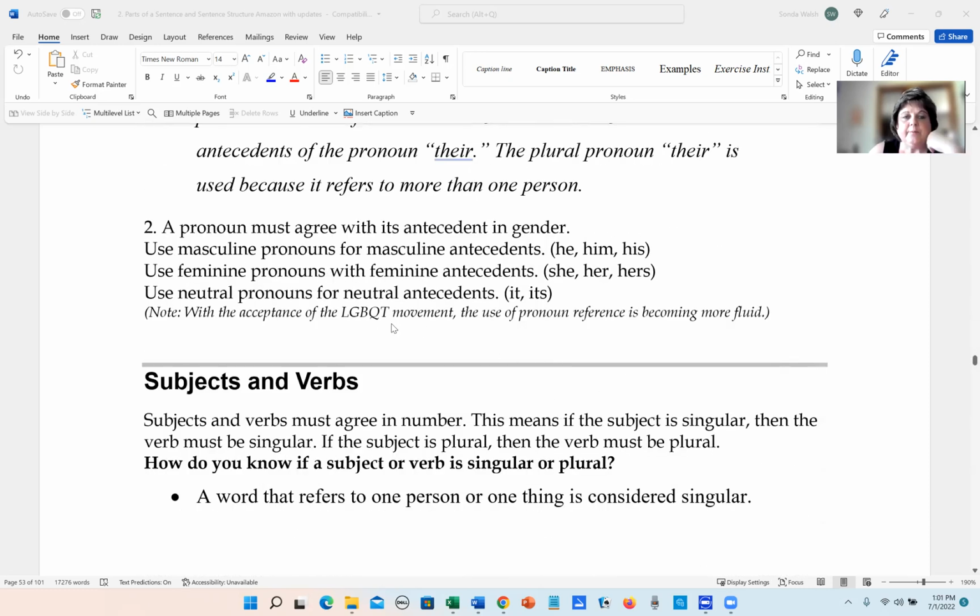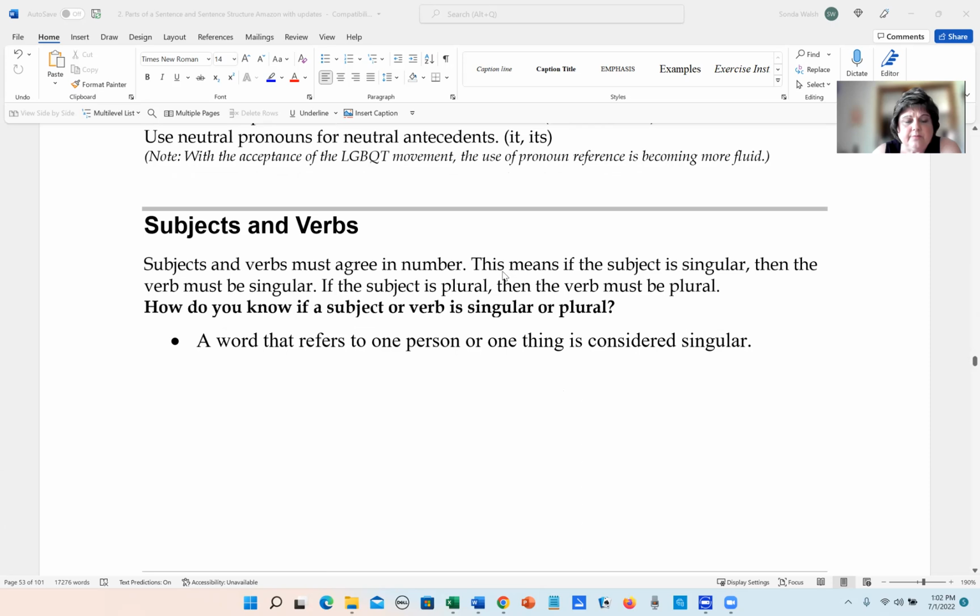Okay, number 2, a pronoun must agree with its antecedent in gender. So I know this is kind of a hot topic right now, but I'm just going with what the grammar rules say, not necessarily what society says. The grammar rules say if you are referring to a male person, then you use a male pronoun. If you're referring to a female person, then you use a female pronoun. So we just need to figure out how that works.